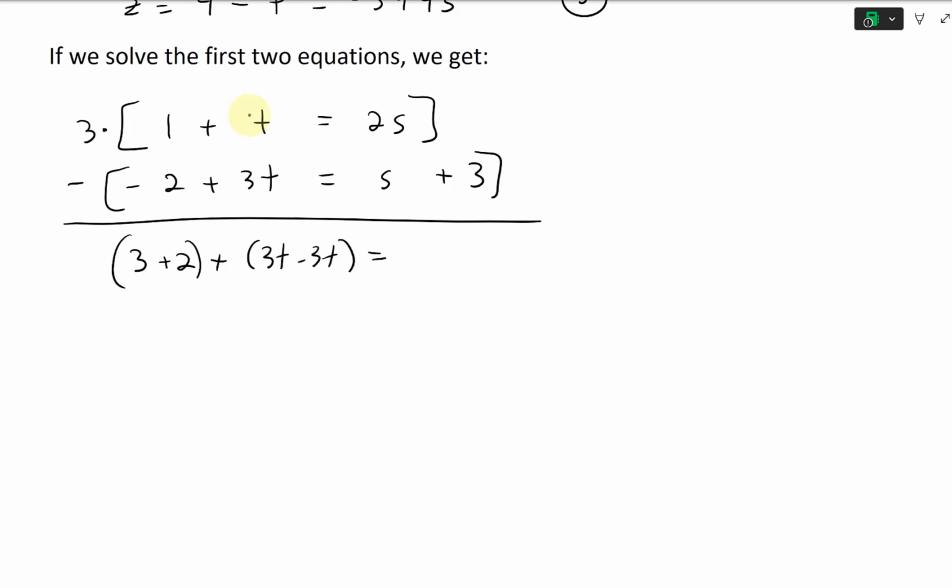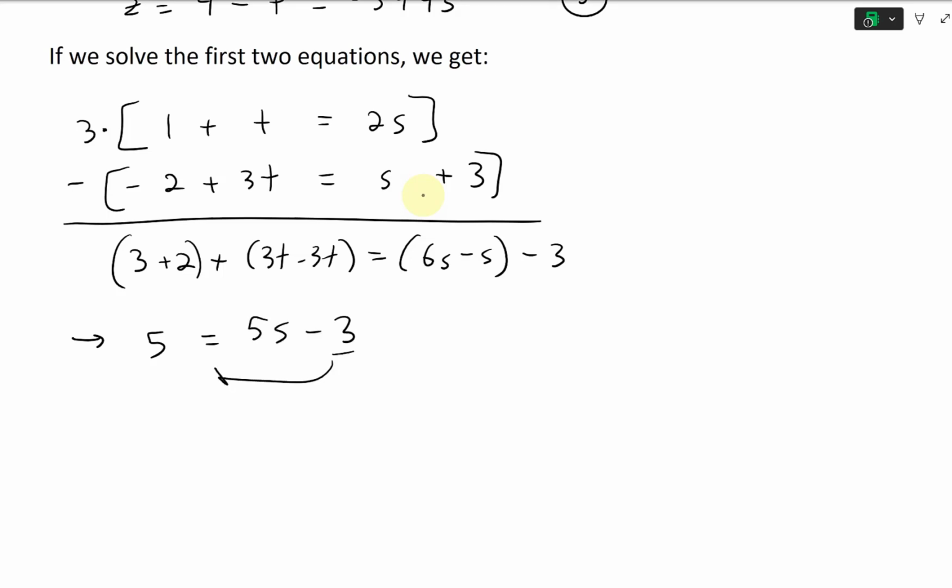And over here is going to equal 2. Well, 3 times 2s is 6s, minus s. And then we're going to have a minus 3 right here. So put these all together: we're going to get this equals 5, since 3 plus 2 is 5. This one cancels. 6s minus s is going to be 5s, then minus 3.